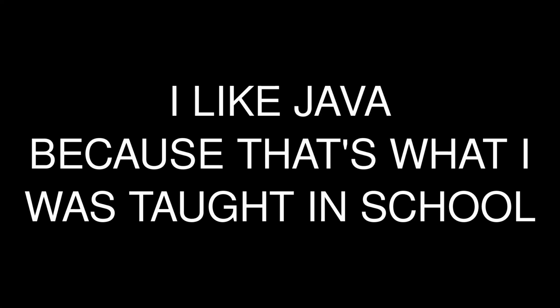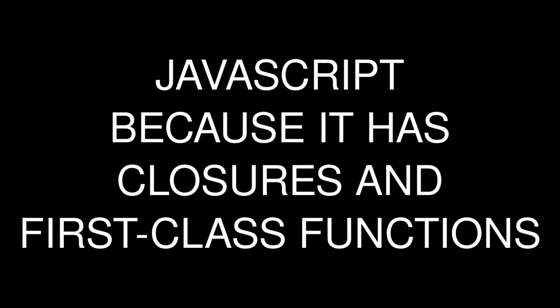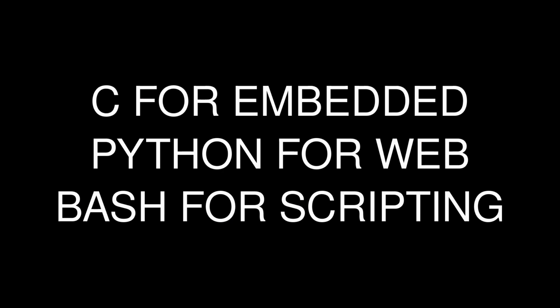Now, as examples, let me imagine three candidates. So one says, I like Java because that's what I was taught in school. That's one type of candidate. Another one says, I like JavaScript because it has first-class closures and first-class functions. And the third candidate says, I like C for embedded work and Python for web programming and Bash for shell scripting. I want you to think about these three candidates and think about the kind of environment they bring with them, the kind of experience they bring to your environment.